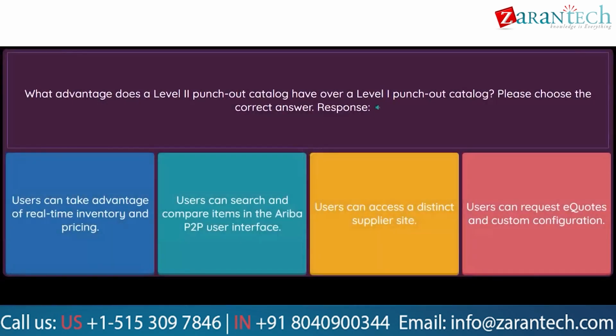Question: What advantage does a Level 2 punch-out catalog have over a Level 1 punch-out catalog? Please choose the correct answer. Response: Option 1, Users can take advantage of real-time inventory and pricing. Option 2, Users can search and compare items in the Ariba P2P user interface. Option 3, Users can access a distinct supplier site. Option 4, Users can request e-quotes and custom configuration.